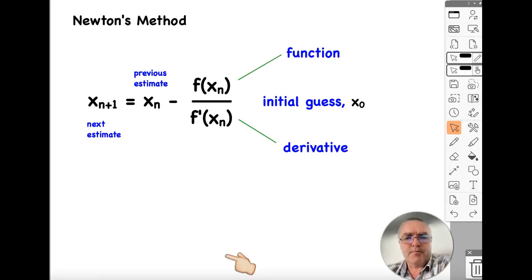So in this formula, just to spell it out, our previous estimate we're referring to as xn. We're going to use the function of that value, f of xn, and we're going to use f prime of xn as the derivative, and that will give us the next estimate. So the next estimate is the previous estimate minus f of xn divided by f prime of xn. The only other thing we have to consider is what is going to be our initial guess. What are we starting with? In many cases it can be anything, but later in the lesson we'll see how sometimes Newton's method will fail based on what we start with.